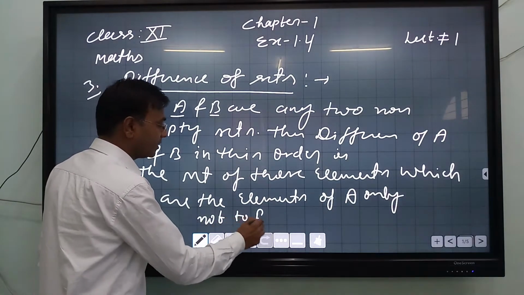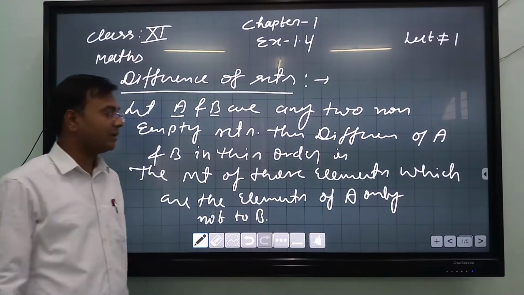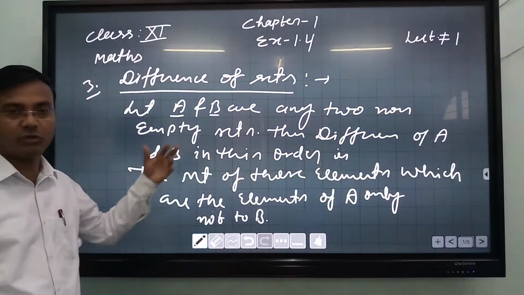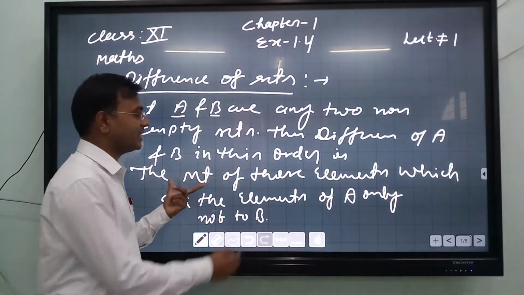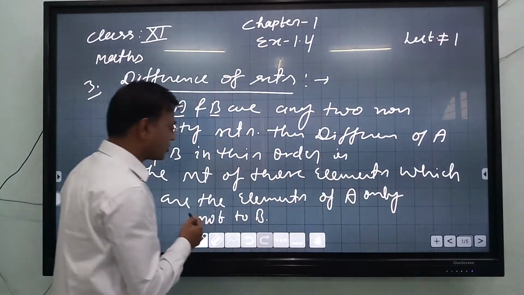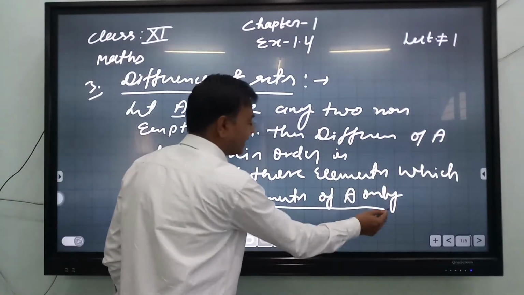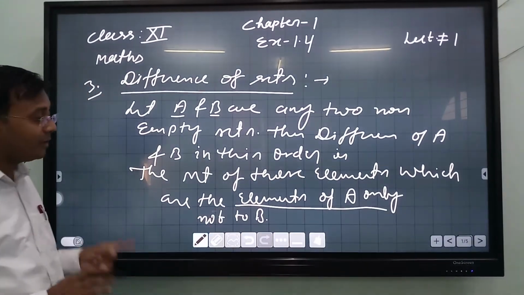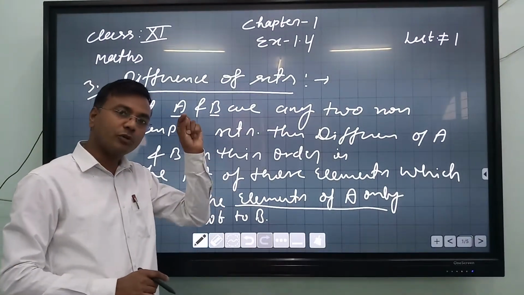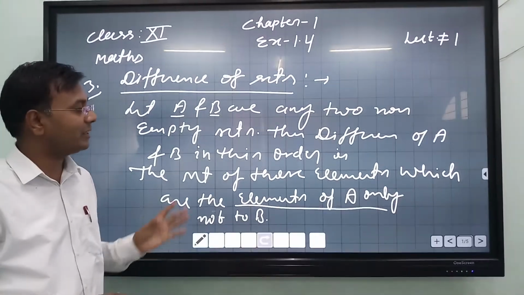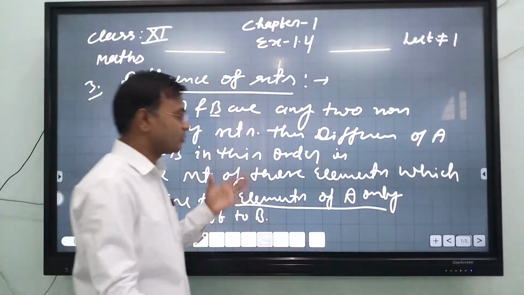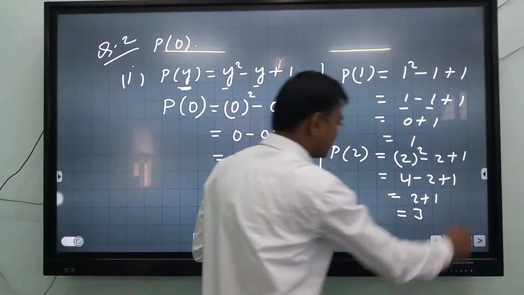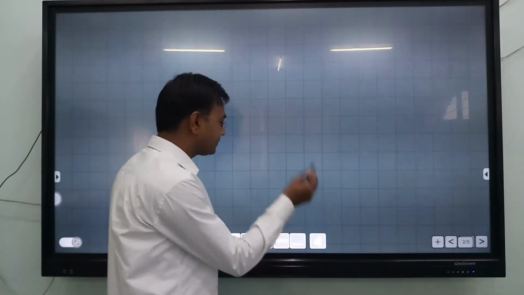of B. It means the difference of the sets in the order A and B is the set of those elements which are the elements of set A only, not of B. It means the elements of set B should not be lying in the difference of the sets. So to make it more clear, let me consider one example.